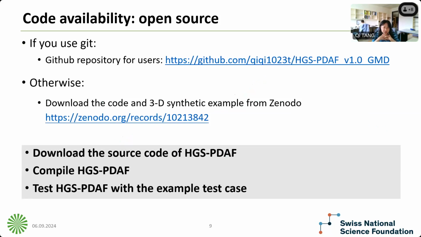And the code is fully open source, and it's available on both GitHub and Zenodo repository. So for using this code, you can just download the source code and then compile it. There is also a README file there, and you can follow the instructions there, compile the code, and also test it with the example case that we show. This synthetic 3D case is also included in the package.